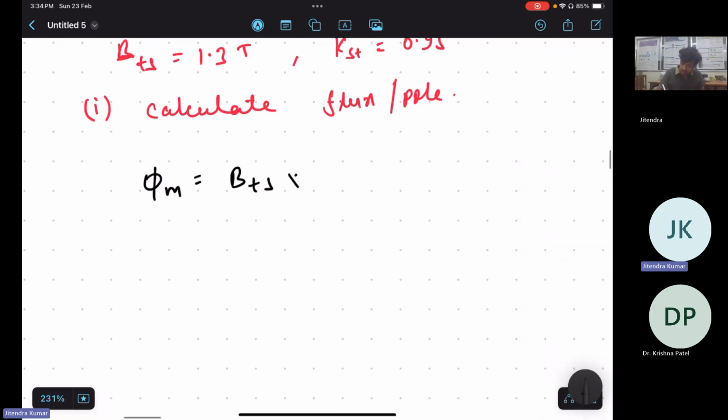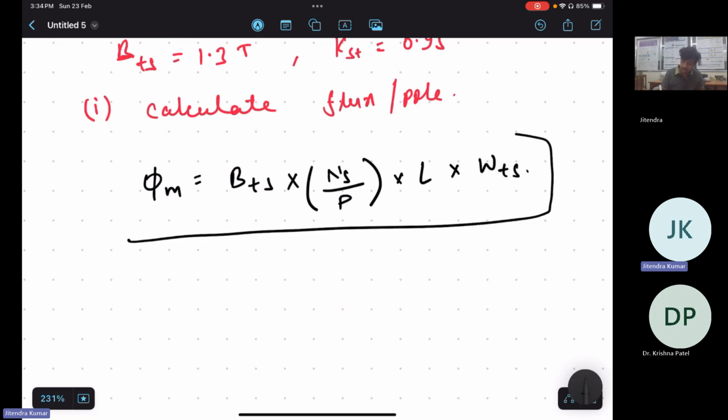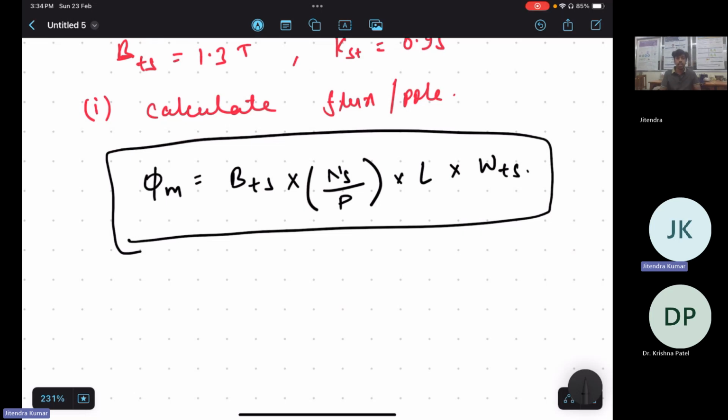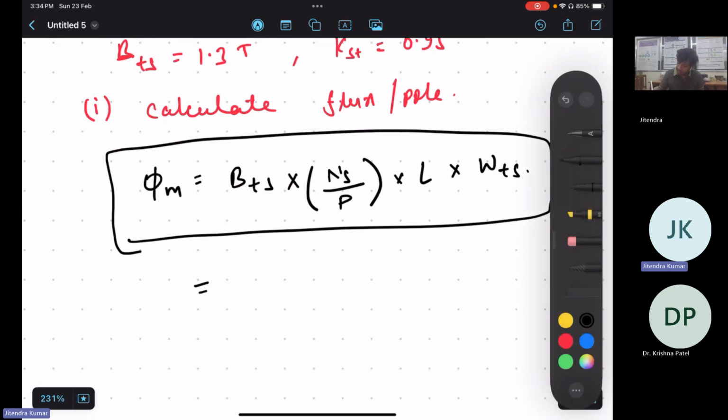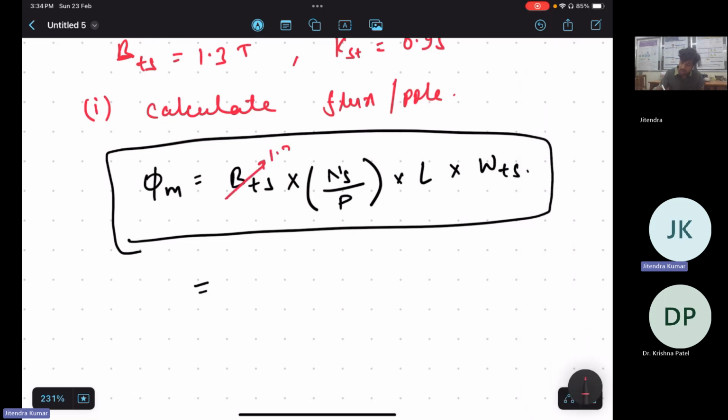slot per pole, into axial length into tooth width. So this is the expression of the flux, right? Now we are given all the values. BTS is nothing but 1.3 Tesla. NSP will be 36 slots and 4 poles, so 36 by 4. L is given as 90 mm.